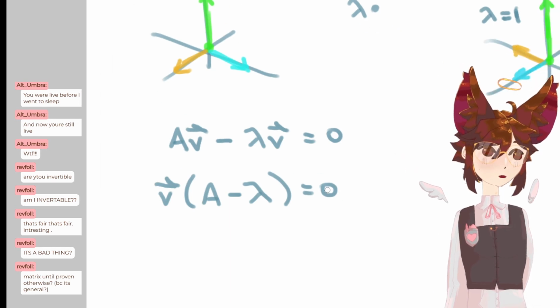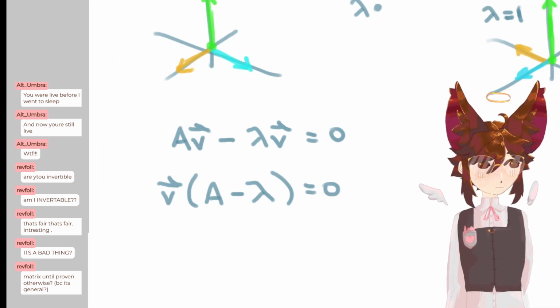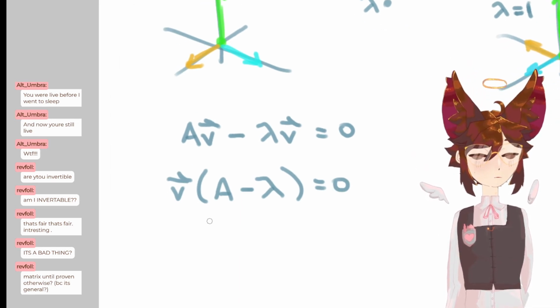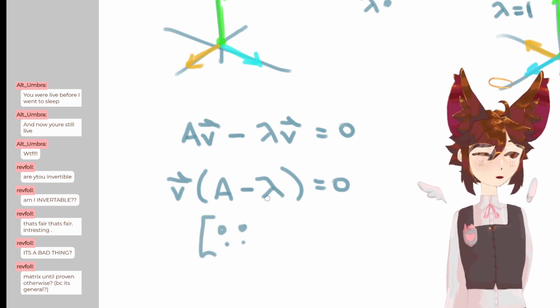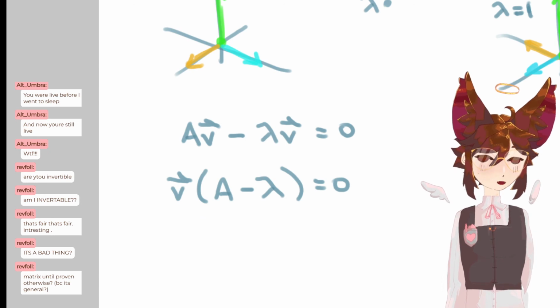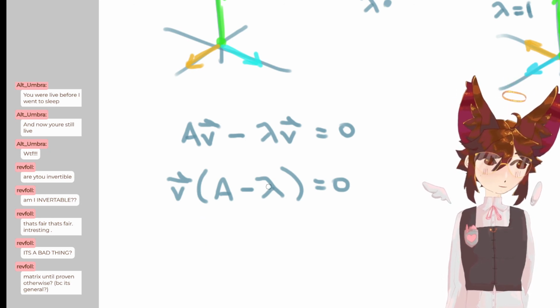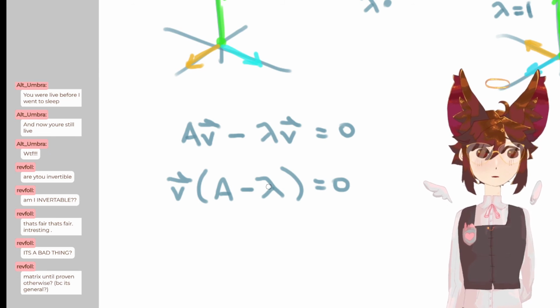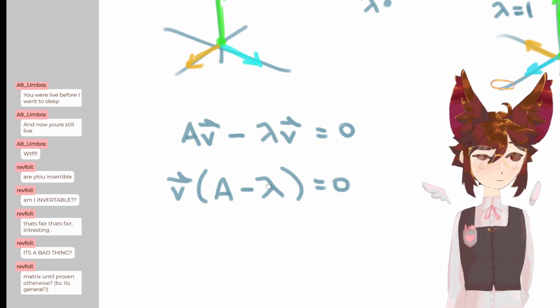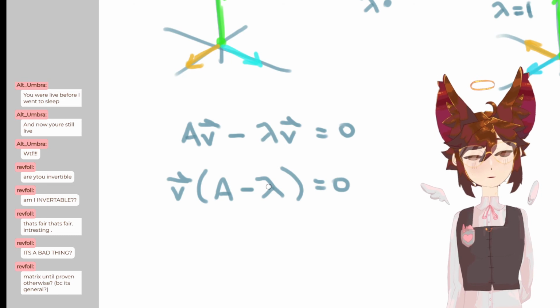Now we've met at a strange crossroads here. We have a matrix, a whole matrix of stuff in here, minus a constant. Now we can't do that. We're not allowed, right? That's not in our matrix thing. What would that even mean, to subtract a constant from a matrix?